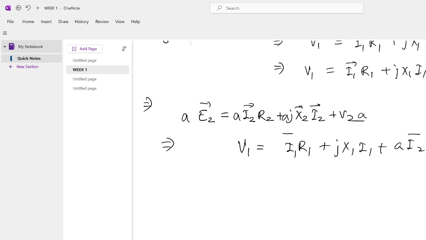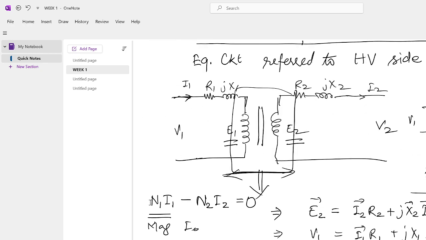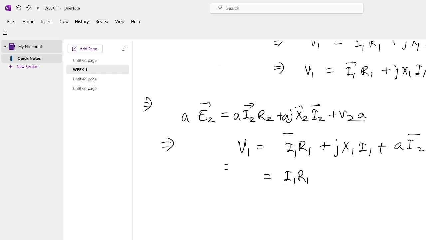Let me proceed. This is the MMF balance equation. This is MMF balance on load, where I am neglecting this magnetizing current. I am saying that my current is zero. Else, if you consider the no load current, you will write the MMF balance equation differently. That means highly permeable magnetic core. So let me complete this.